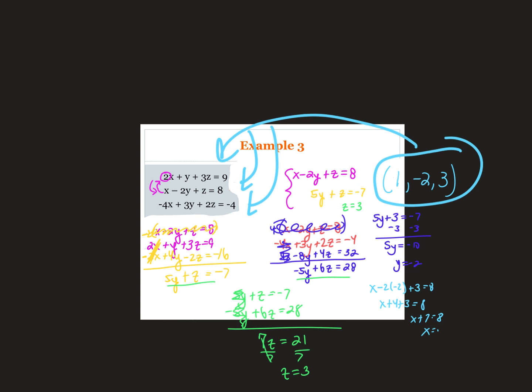So all of this work to support how you got your equations in row echelon form to then finding your ordered triple is the answer to a question like this. I know it's a lot, but there's a lot to do with Cramer's rule and the elementary row operations as well. So, okay, let's do another one.